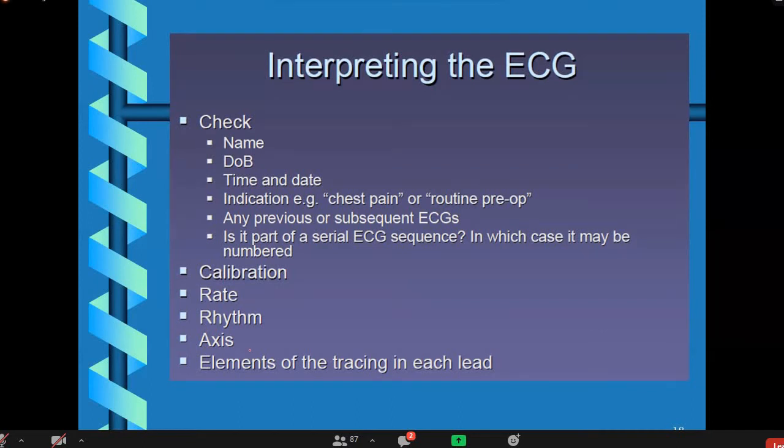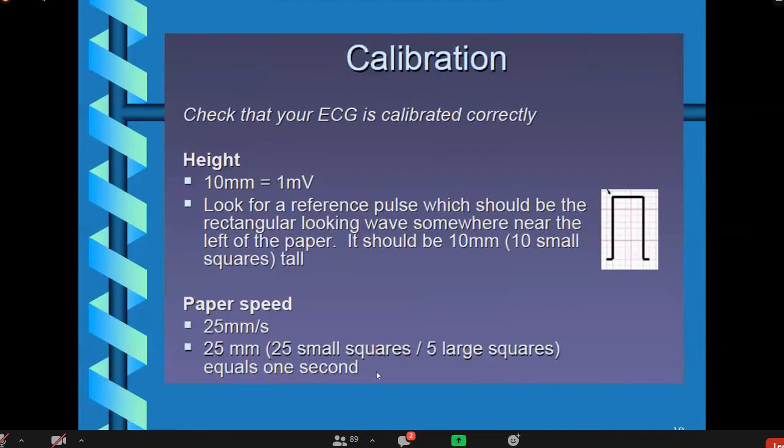The rate, rhythm, axis, and elements of the tracing, we have discussed in each rate. So this is how, while interpreting the ECG, you should know the name, age, time and date, indication for the ECG, and any previous or subsequent ECGs being done, or whatever ECG is currently being done, should be in order. Check that your ECG is calibrated correctly. As I told you, 10 millimeters is equal to 1 millivolt. So the height is 10 mm.